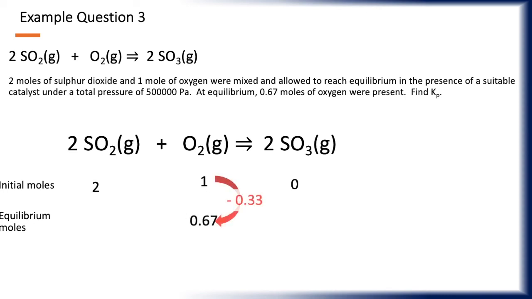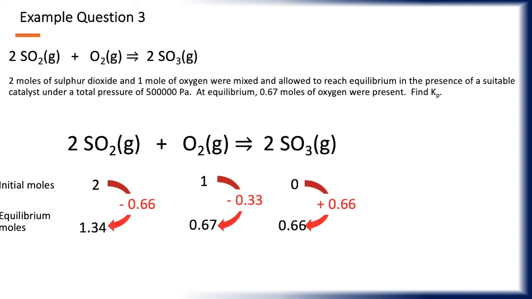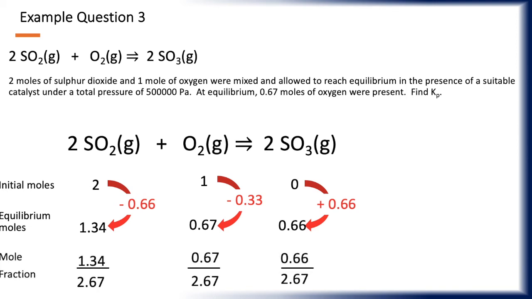So let's pop in our initial moles as we've been given them, and also our equilibrium moles of oxygen. So we can now work out the equilibrium moles of SO2 and SO3. So we know that 0.33 moles of oxygen have reacted. Therefore, for every 1 oxygen, I need 2 SO2 molecules, and I produce 2 SO3 molecules. So I've lost 0.66 moles of SO2 and I've gained 0.66 moles of SO3. So I can put those numbers in, and now of course we're going to work out our mole fractions.